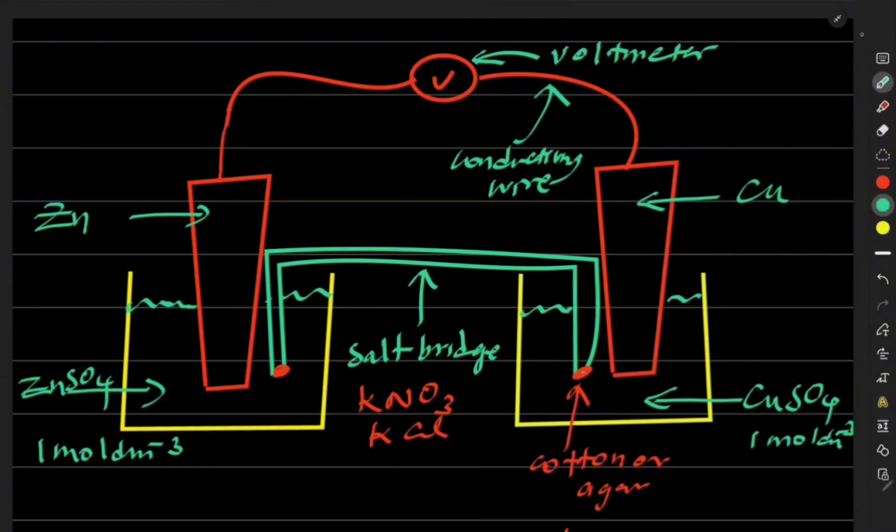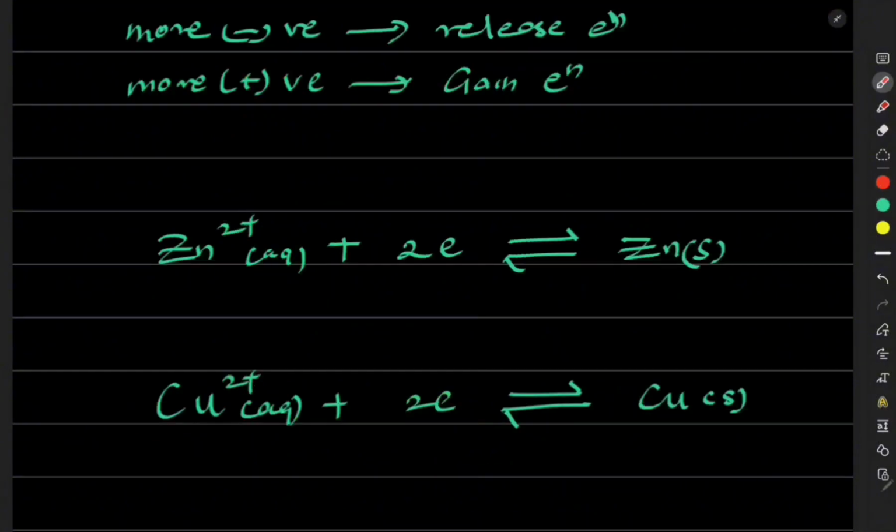Here we saw there are more electrons in zinc. Therefore, the electrons will travel from the zinc electrode to the copper electrode. Here the equilibrium shifts to the left side, and here the equilibrium shifts to the right side. Therefore, the zinc solid will break into zinc 2 plus and electrons, and these electrons will react with copper 2 plus. These 2 electrons released are these electrons. These electrons react with copper 2 plus and form copper solid.